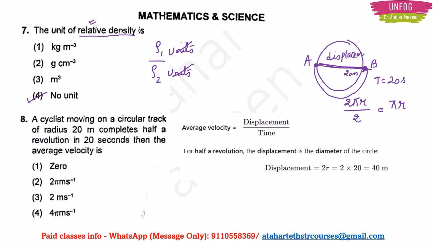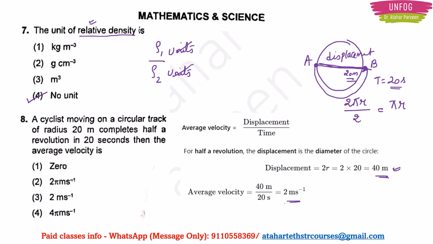Now this displacement is nothing but the diameter of the circle, right? So radius of the circle is given as 20 meter. So diameter will become 40 meter and that diameter is our displacement, right? Now once I have the value of displacement and time, I can easily calculate the average velocity, right? Displacement just now I have calculated is 40 meter and time they have given is 20 seconds. So 40 by 20 is equal to 2 meter per second. That is our average velocity.